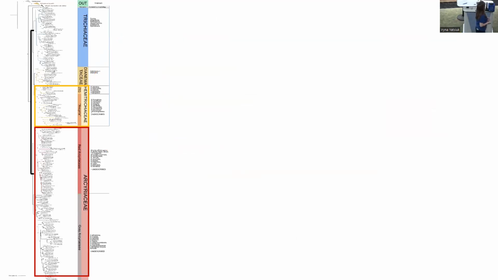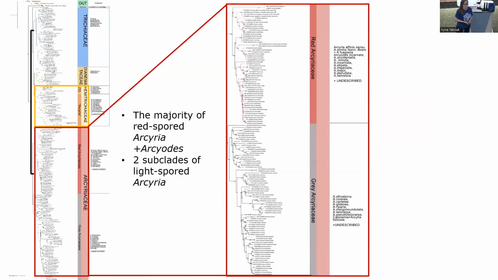Well, the other branch of Arcyria is Arcyriacea sensu stricto. And this branch includes 3 distinct subgroups, but on this picture, you see 2 of them. It contains such species as the red-spored Arcyria, most of them in one clade, and the other clade is gray Arcyria, which we will also describe, I will also show in detail later. So, 2 main subclades.